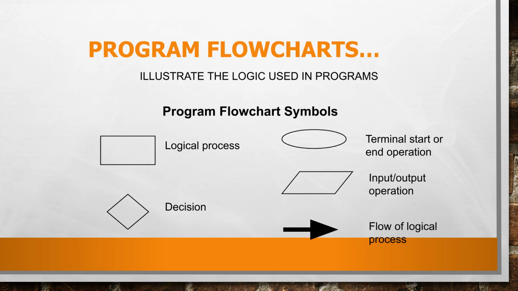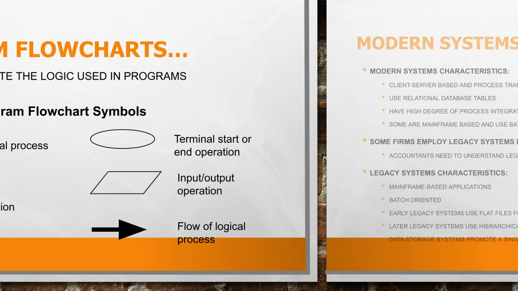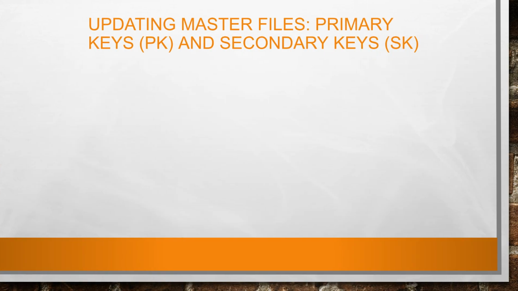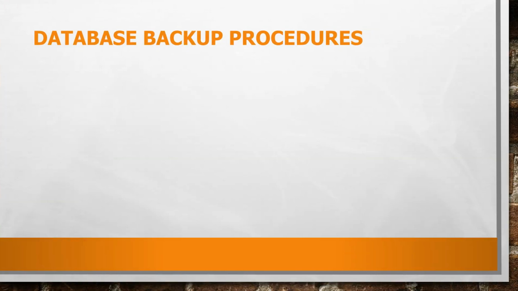Program flowcharts are used to illustrate the internal logic of a computer program. They use specific shapes to denote decisions, start or end operations, and logical flow. Modern systems often utilize client-server architectures with real-time processing, while legacy systems remain common for specific batch-oriented mainframe tasks. Finally, this diagram illustrates the process of updating master files, highlighting the importance of primary and secondary keys in maintaining data integrity. In this video, we explore database backup procedures.